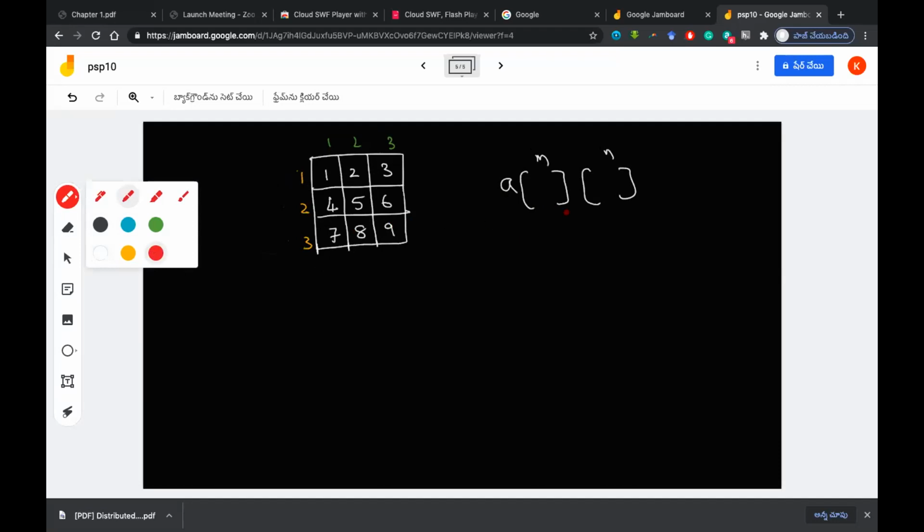M is 2 and n is 2. Yes, m should be 2, because this is m and this is n. So m should be 2, the second 1D array. So this is 2, and n should be, the column is again 2. So I think now it's very easy for you to understand how you can give the index in an array.